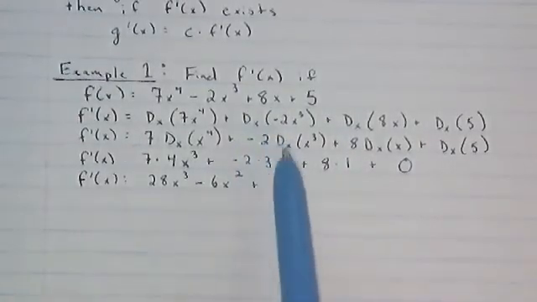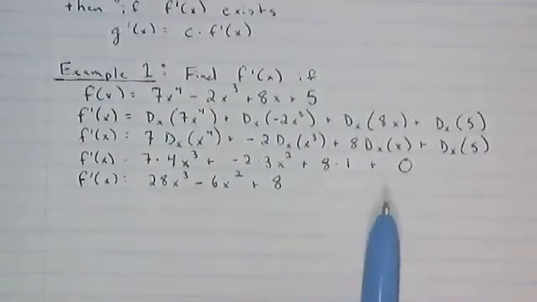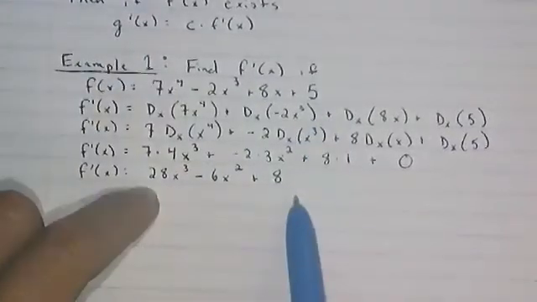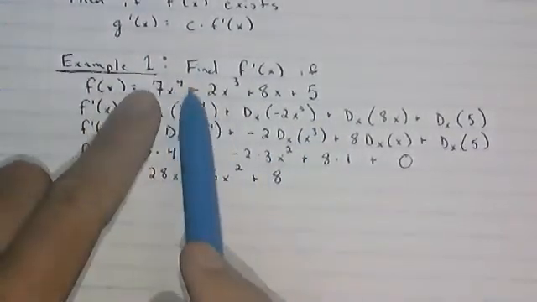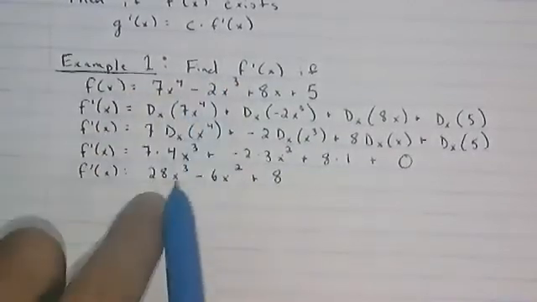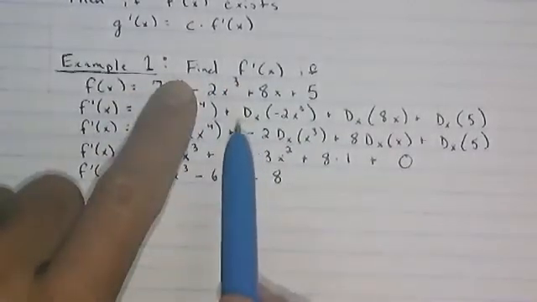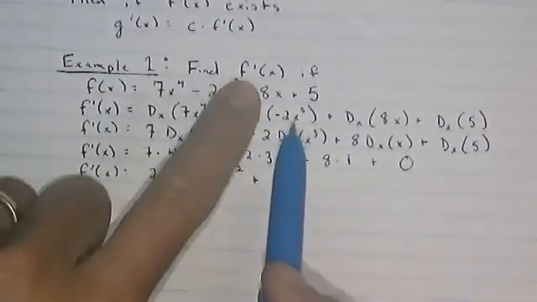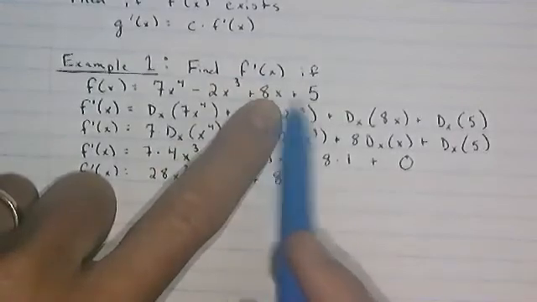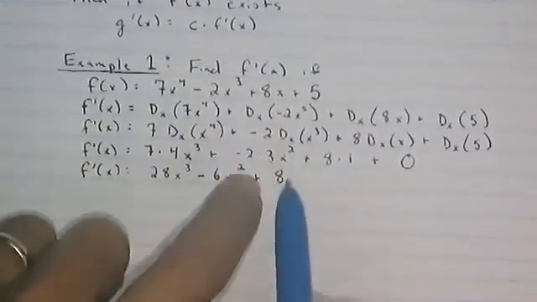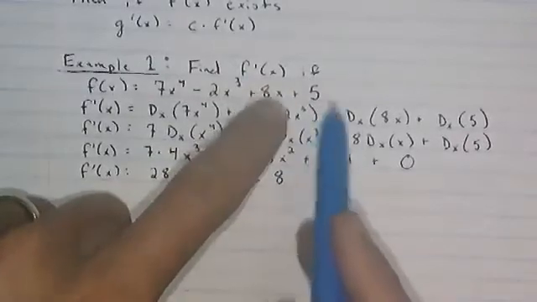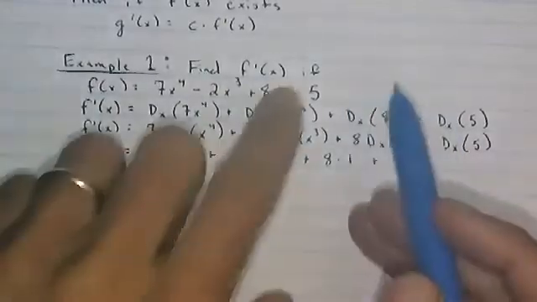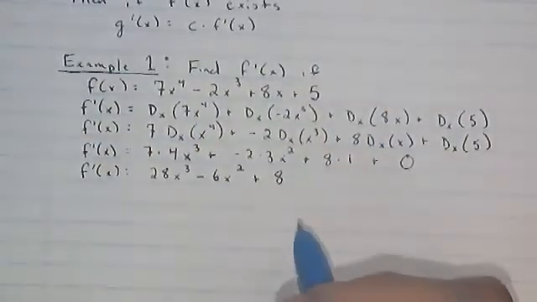But very quickly, probably on your homework tonight, if you see a polynomial, you should be able to do this in your head. Because basically all we did was multiply the 4 by the 7 to get 28, subtract 1 from the exponent. We multiplied the 3 by -2 to get -6. We subtracted 1 from the exponent. We multiplied 8 times 1. That was our exponent. Subtracted 1 from the exponent. X to the 0, that's just 1. And then the derivative of 5 is 0.